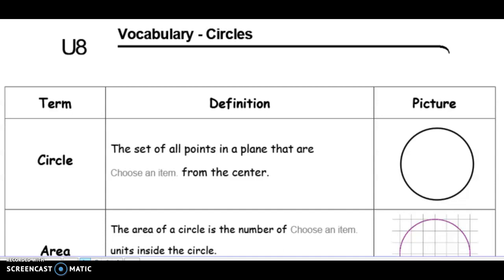The first definition is a circle is the set of all points in a plane that are equidistant from the center of the circle. This means that all the points are going to be the same distance away from your center point.